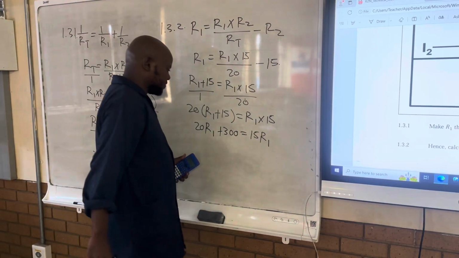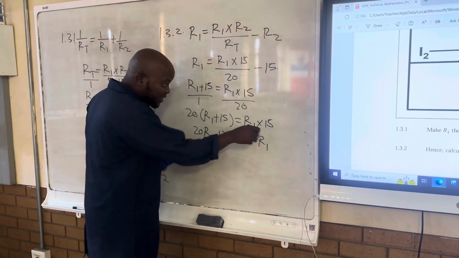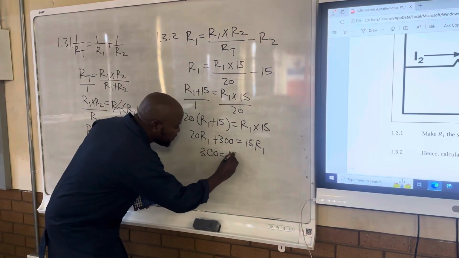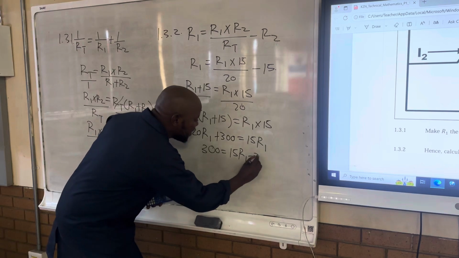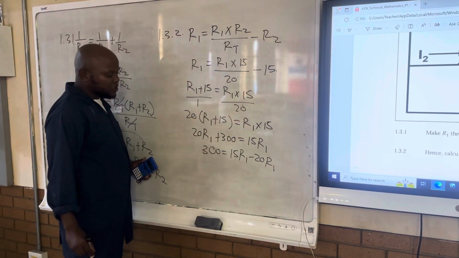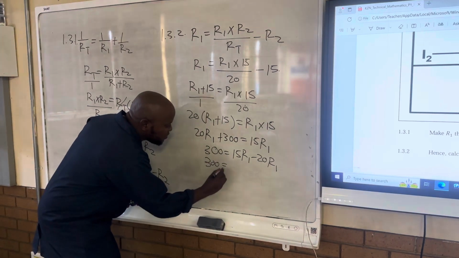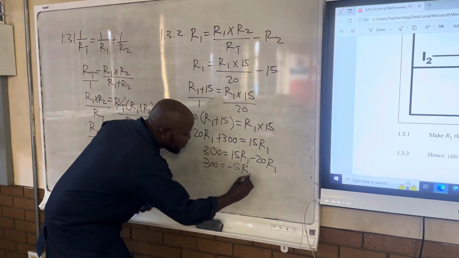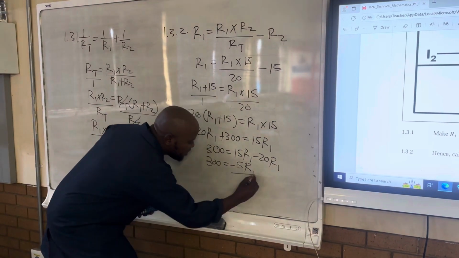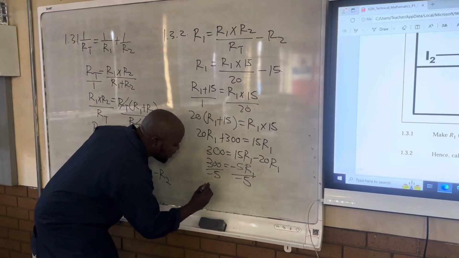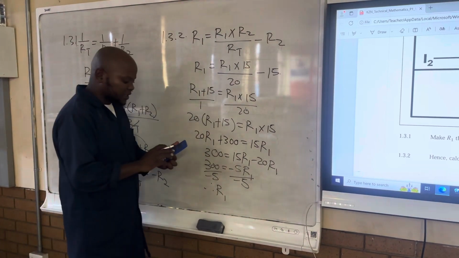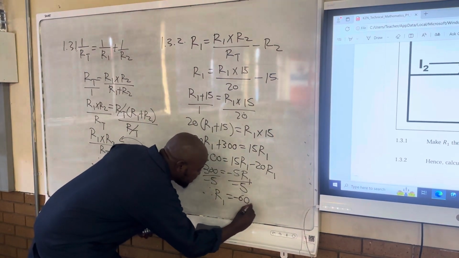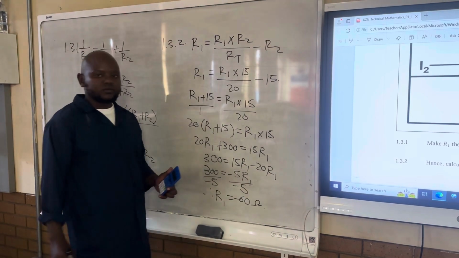What are we going to do now? We can transpose this to the other side, so we're going to have 300 is equal to 15 R1 minus 20 R1, which gives 300 is equal to minus 5 R1. We divide by negative 5, therefore R1 will be equal to 300 divided by negative 5, so R1 is equal to negative 60 ohm. Thank you very much.